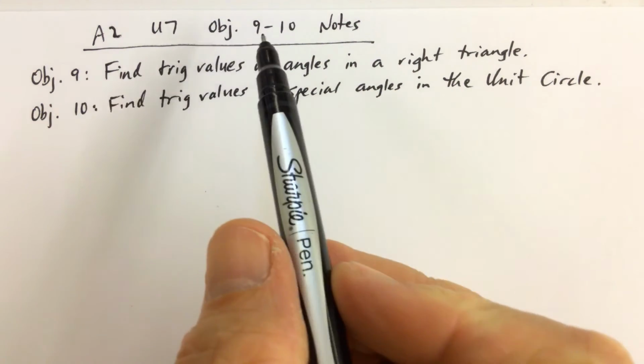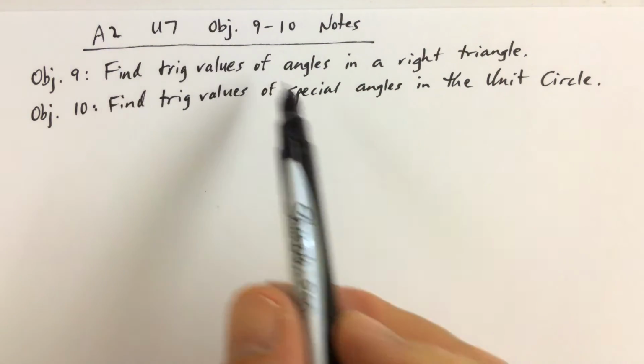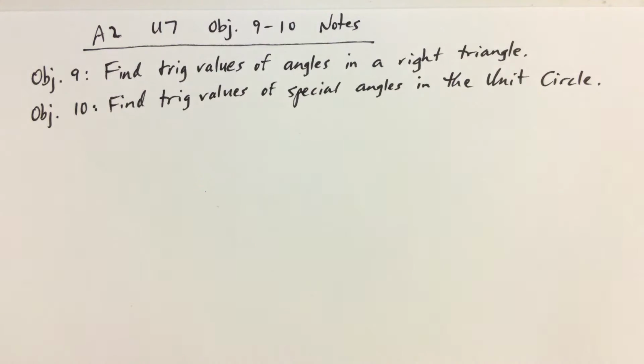So as you can see, objectives 9 and 10, we're going to be finding trig values of angles in a right triangle. So we're going to define sine, cosine, tangent. Again, defined those the other day. And then we're going to find the trig values of special angles in the unit circle for objective 10.